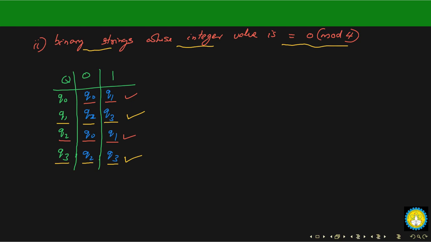Also, we have to make note that Q0 is going to be the final state here, because the remainder that we want to get is 0. So Q0 is going to be our final state, and it's also the starting state.